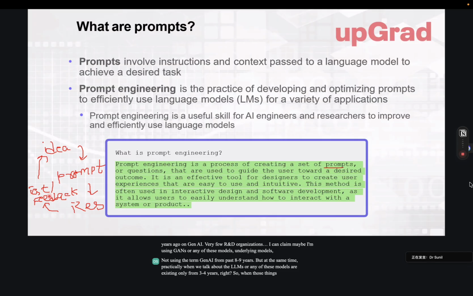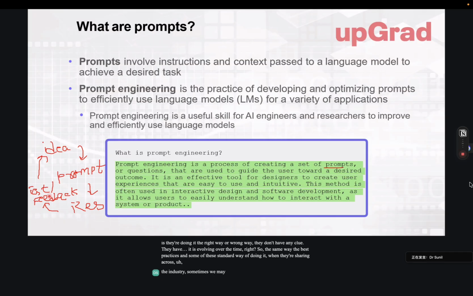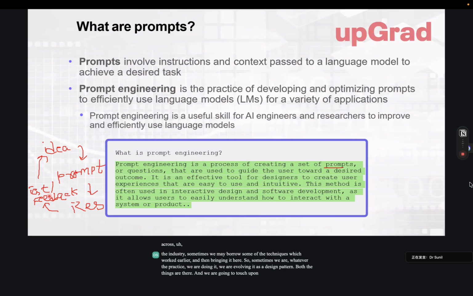So when those things are happening, what really happens is that when they start building those prompts, whether they are doing it the right way or the wrong way, they don't have any clue. It is evolving over time, right? The same way, the best practices and some of these standard ways of doing it are shared across the industry. Sometimes we may borrow techniques which worked earlier and bring them here. Sometimes whatever practice we are doing, we evolve it into a design pattern. Both things are there, and we are going to touch upon at least 4, 5 different such patterns. When to use what and what kind of complexities, those also we will talk about.